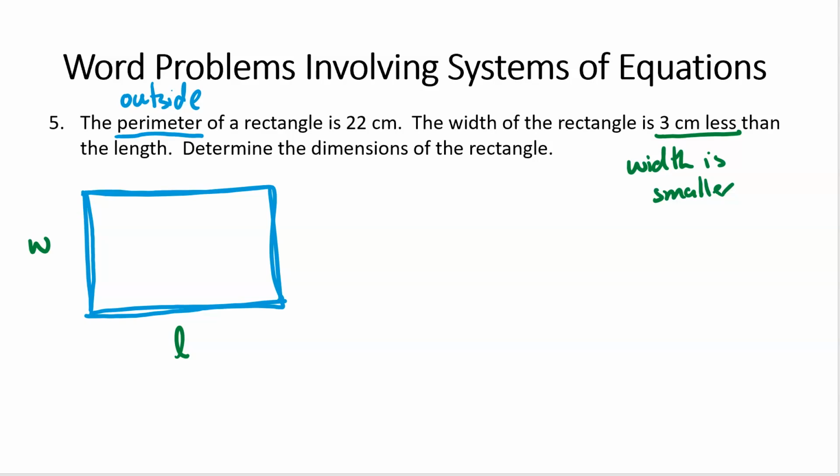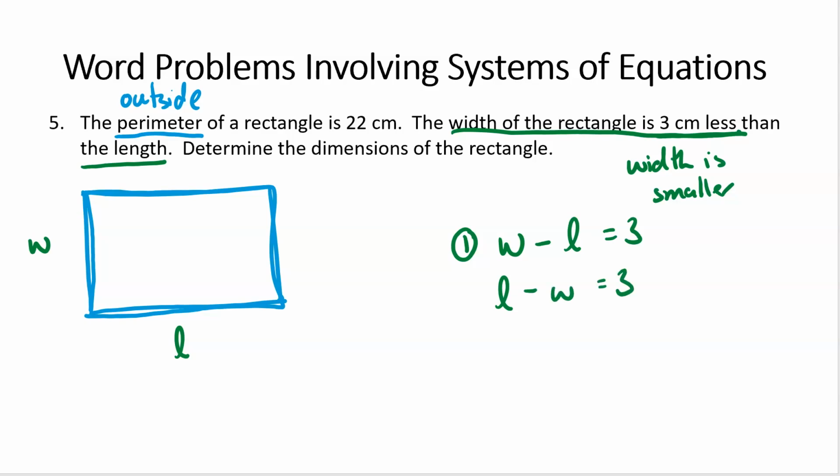So we know one thing for equation 1, or we can write equation 1 already, because we know that the width of the rectangle is 3 centimeters less than the length. So let's think about this. Does that mean the width minus the length equals 3 centimeters? Or does that mean the length minus the width equals 3 centimeters?